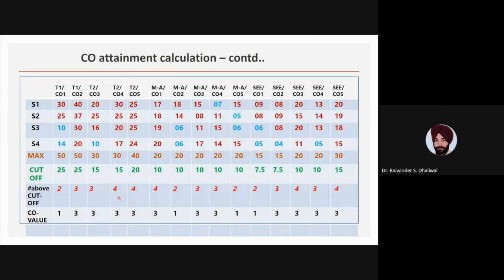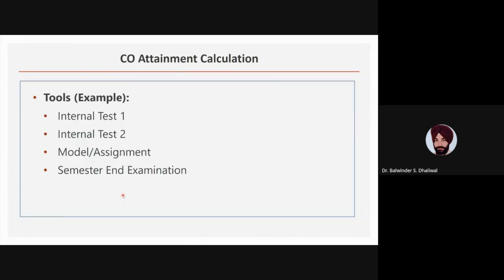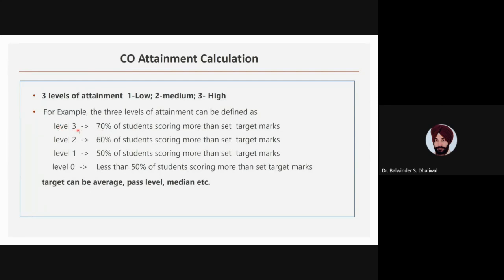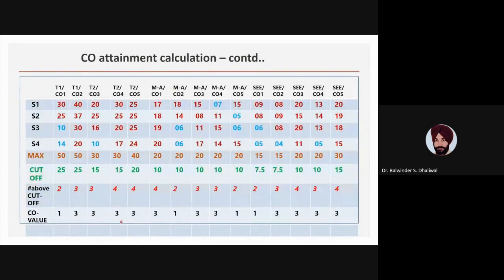So I think these calculations are clear. Now, how this CO value is coming, 1, 2, 3 or 1, 3 in this particular case. After calculating the number of students above cutoff, we need to calculate the percentage of students. The total number of students is 4, so 4 divided by 4 into 100 will become 100%. If 100% of students are scoring above cutoff, then attainment will be level 3. If 70% or more students are scoring more than the set target marks, then it will be level 3, right? So the CO attainment value will be level 3.